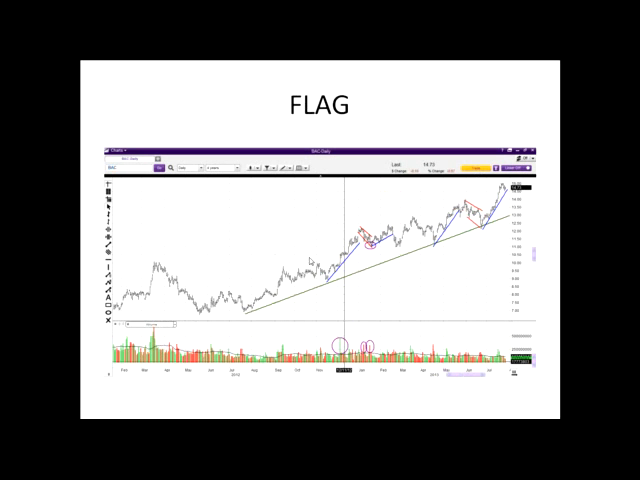Next thing is flags. The thing you'll notice different here is I actually put in volume, which is pretty much the only indicator I ever look at.